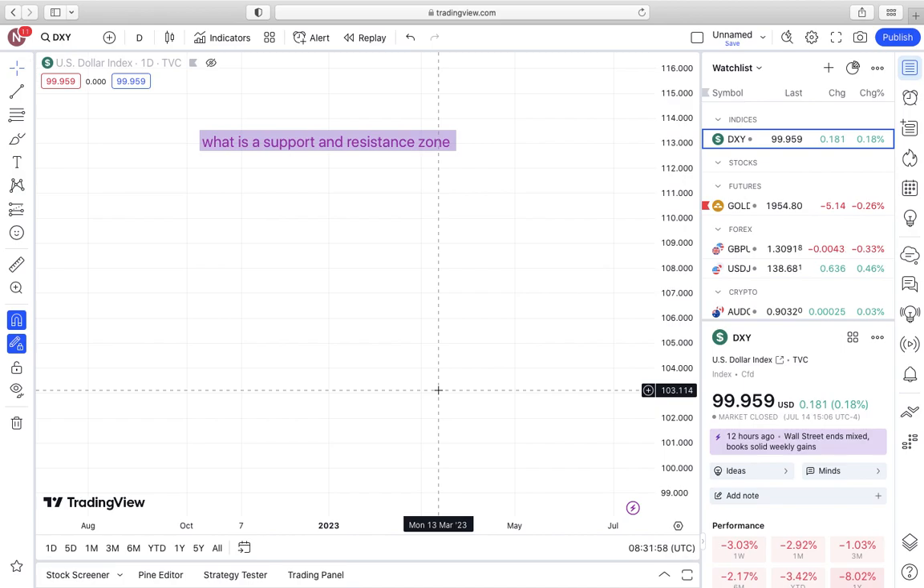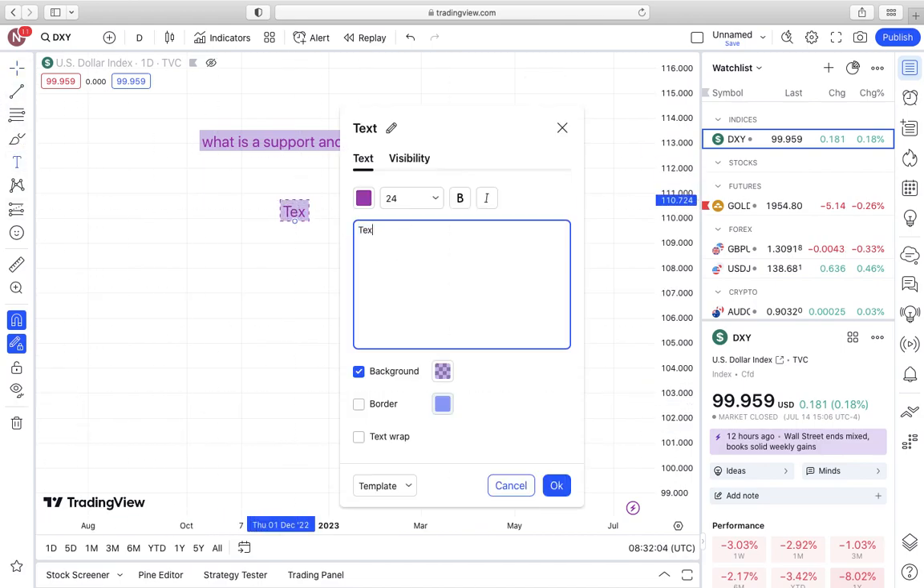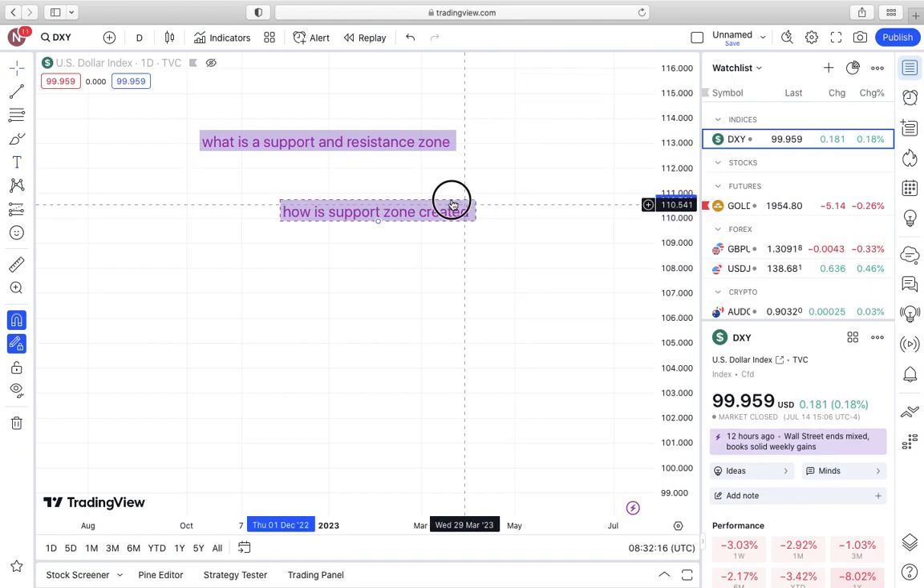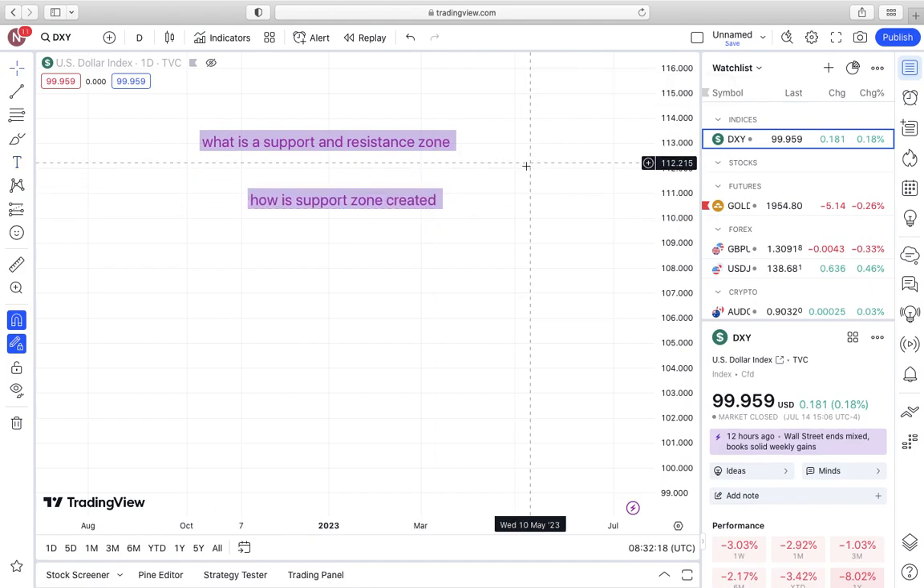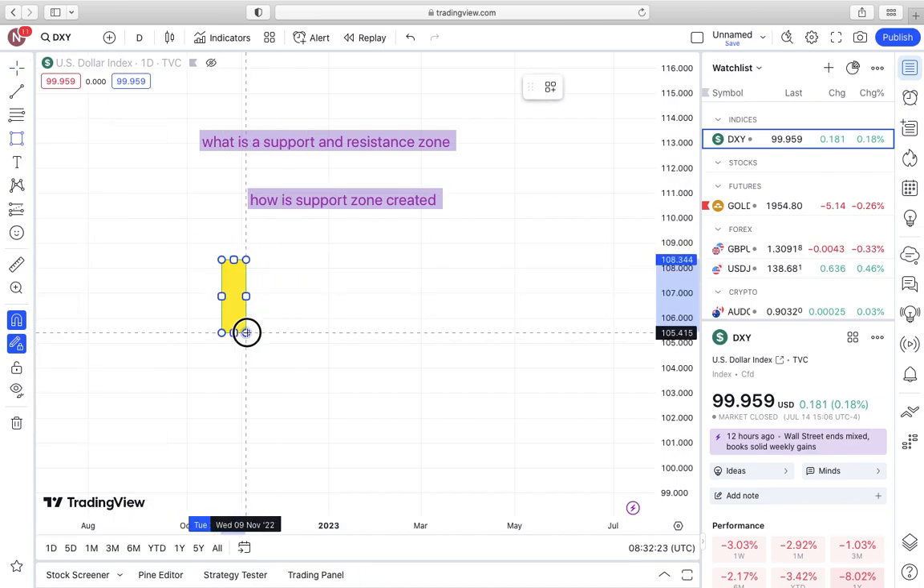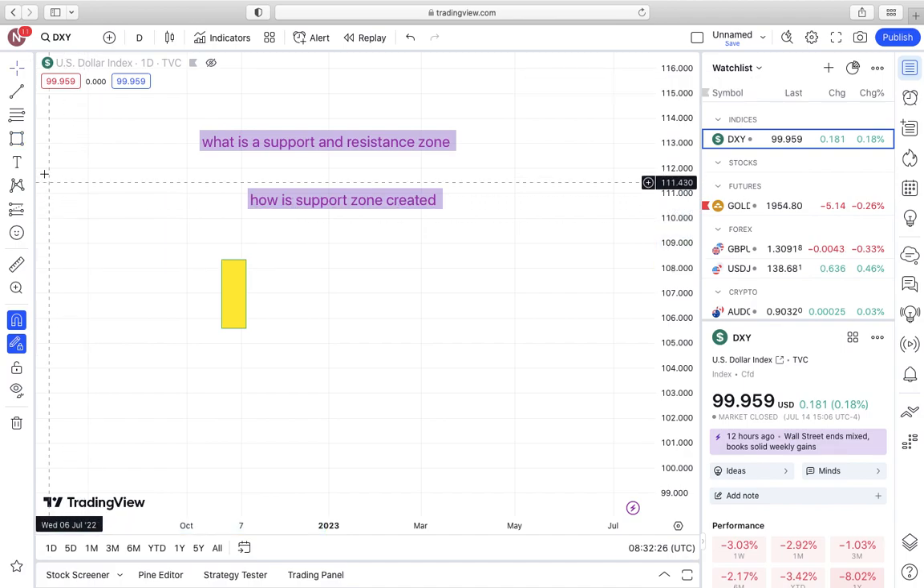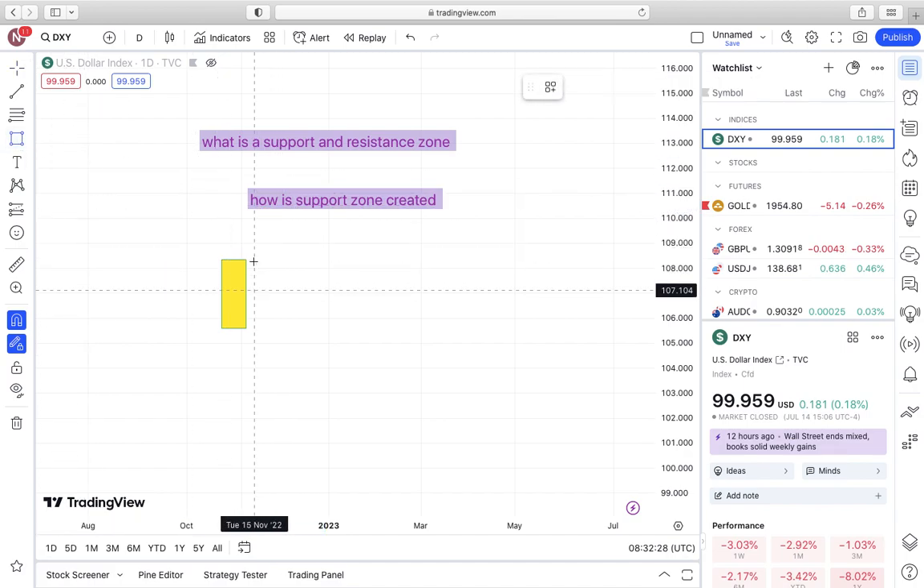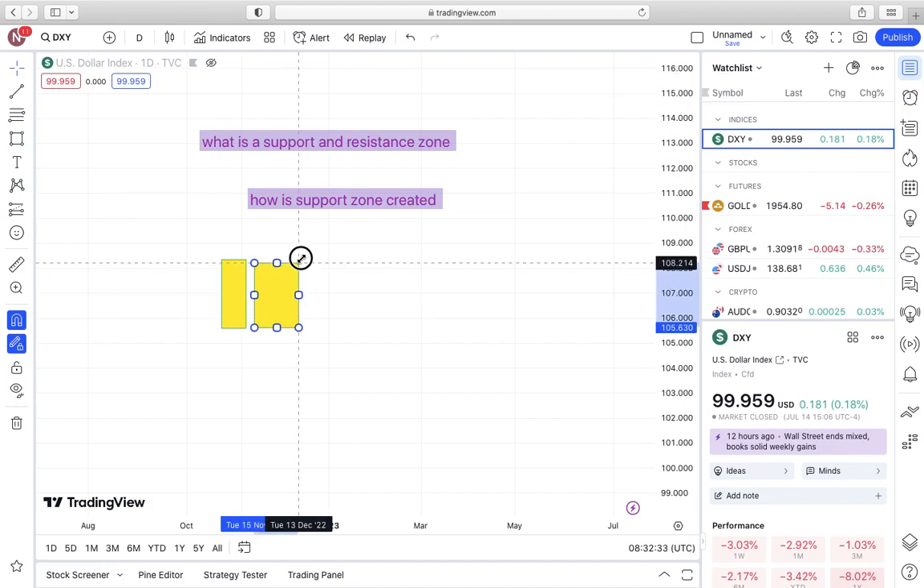Now, how is a support zone created? That is a very, very important term. I already told you in the other video that a support zone is created when a bearish candle is formed on a downtrend, followed by a bullish candle.